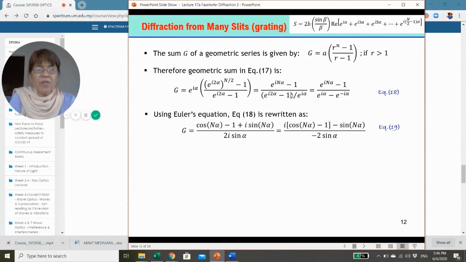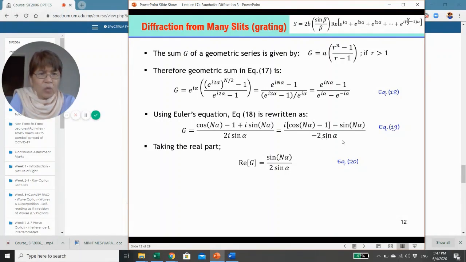Now, we can rewrite this using Euler's representation. Here, what we do is substitute this complex term with the cosine and the sine function. So this will work out to be 2i sine alpha. So in the end, when we divide this term by i, it will turn out to be i cos n alpha minus 1. We have a negative sign here now. Minus i cancels, so after division, you find that this is negative sine n alpha. You can work it out. Now if you take the real part of this, the real part is actually sine n alpha divided by 2 sine alpha.